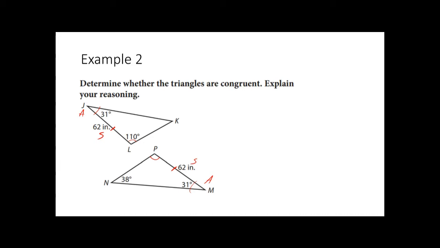Okay, so let's see. Triangle sum theorem, right? So if we use the triangle sum theorem, we have 38 degrees, plus the 31 degrees. So again, let me set it up.